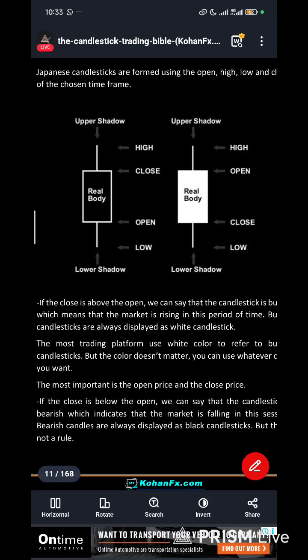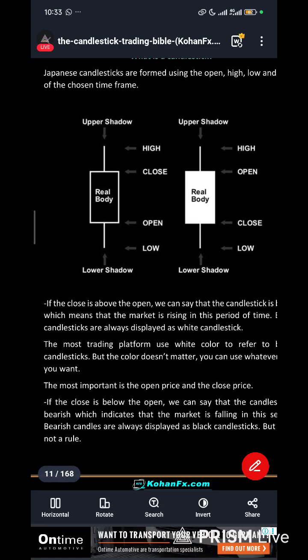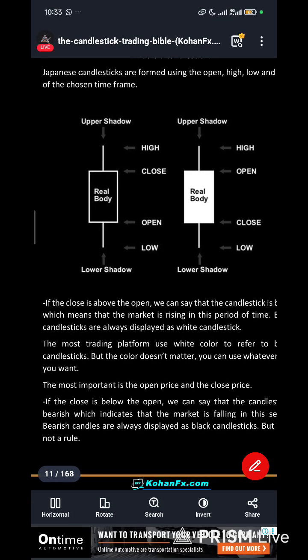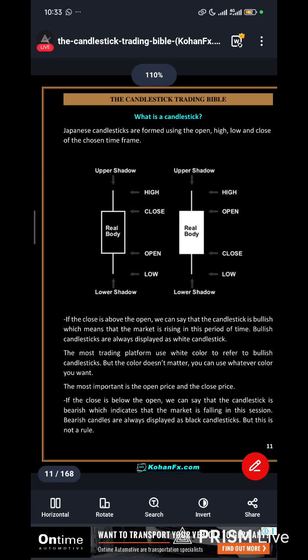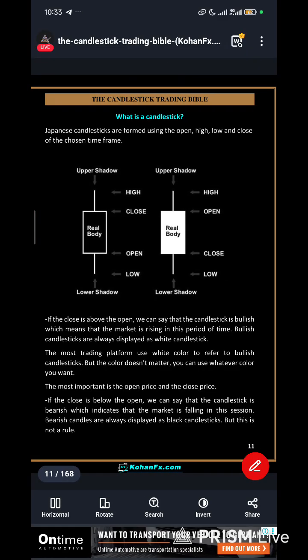So this is it. If the close is above the open, we can say that the candlestick is bullish. Look at the left candle, look at the left one. Which means that the market is rising in this period of time. Bullish candlesticks are always displayed as white candlesticks. Most trading platforms use white to represent a bullish candlestick, but the color doesn't matter. You can decide to use red and black, or white, anyone.